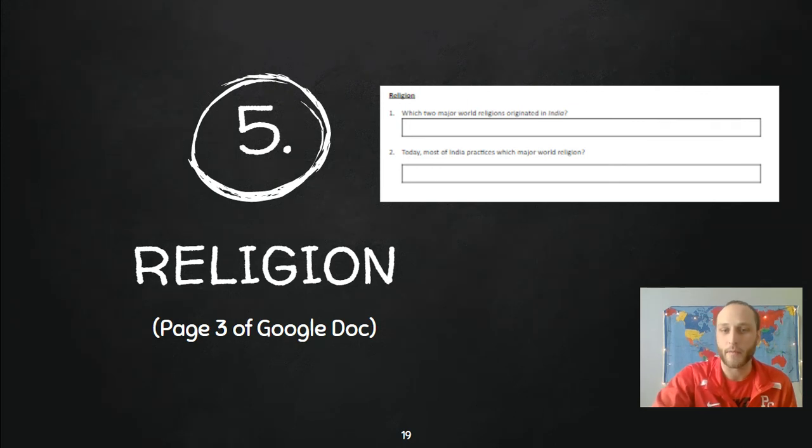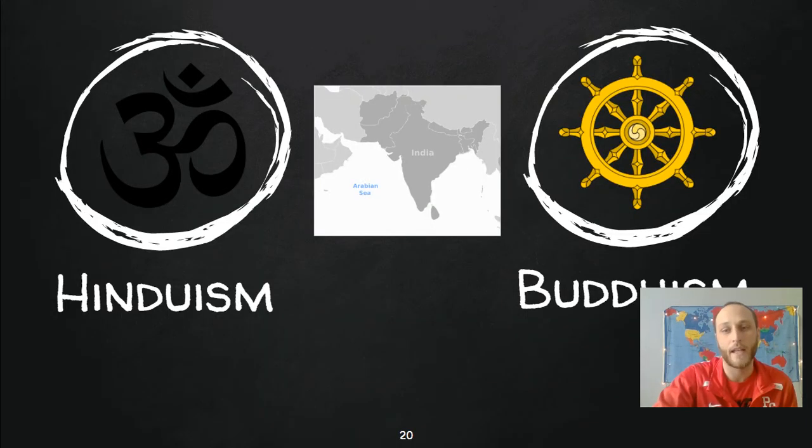Just a couple questions on religion, which is in that middle part of the last page of your Google Doc for your study guide. The two religions that started in India, you should all know that. We've got Hinduism and Buddhism. We already studied religion. Those are the two religions that develop and have their origins in India.